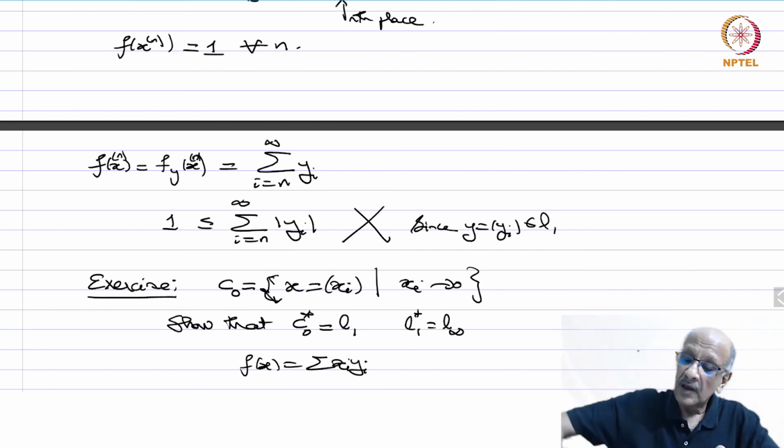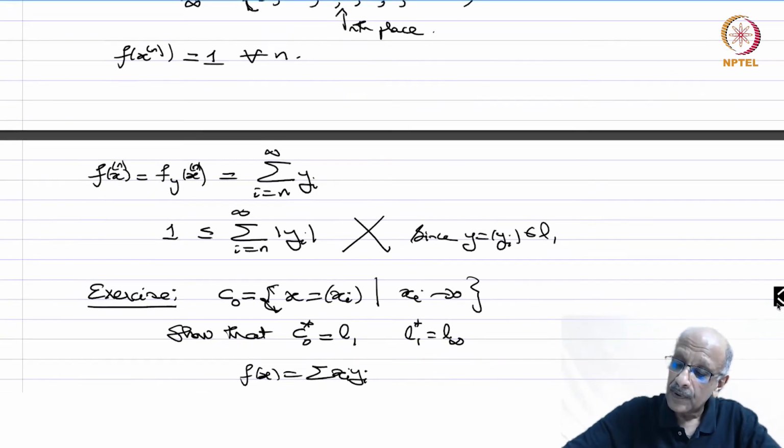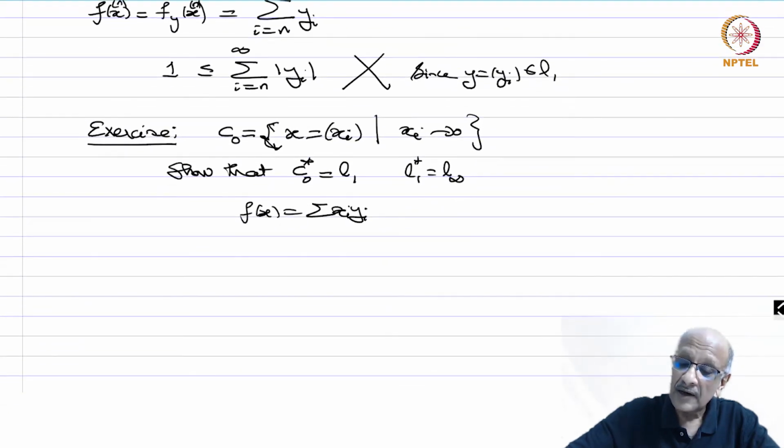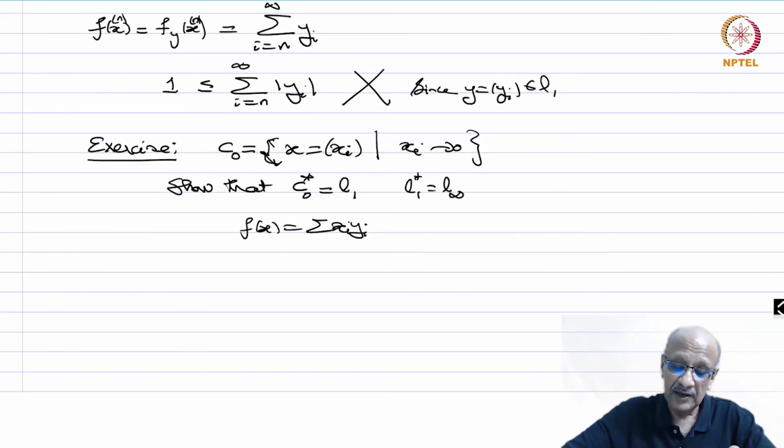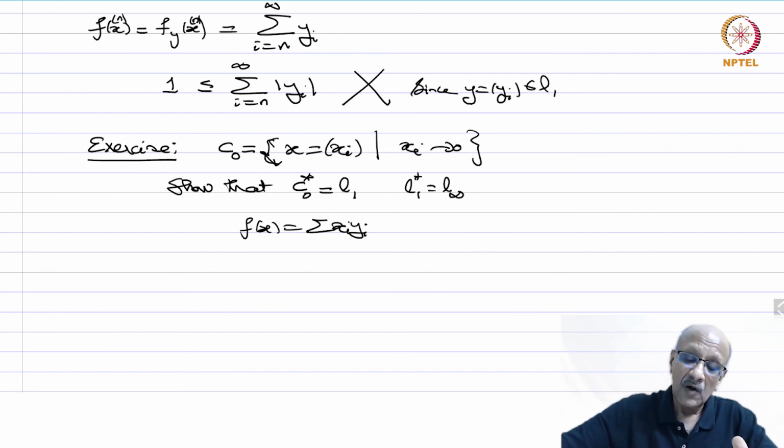So with this I will stop the analytic version and the discussion of reflexivity, which was also a consequence of the analytic version of the Hahn-Banach theorem. And so our next topic, which we will take up now, is the geometric versions of the Hahn-Banach theorem.